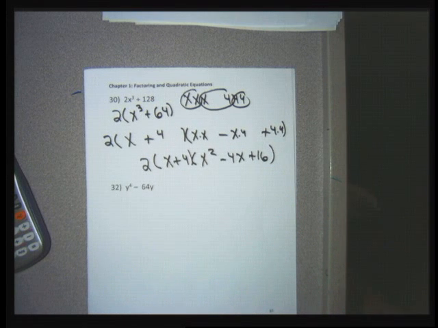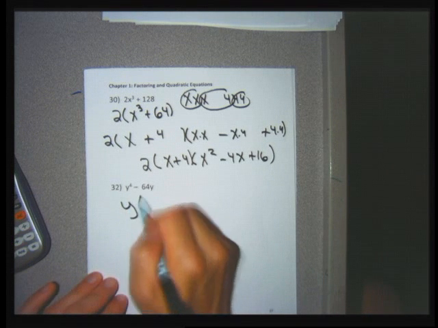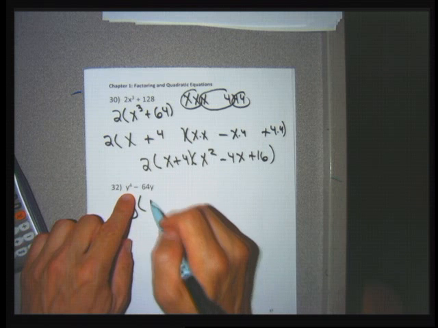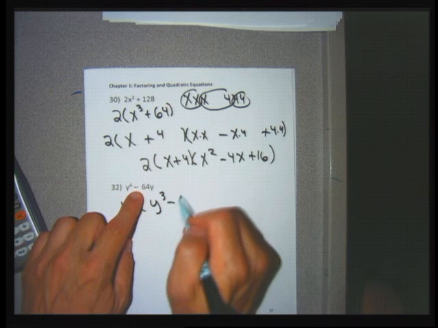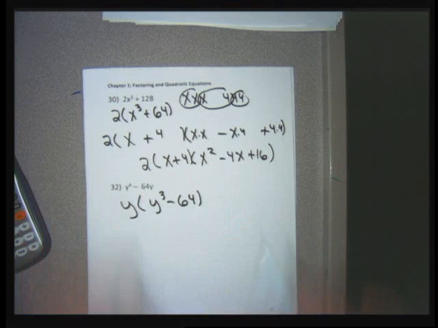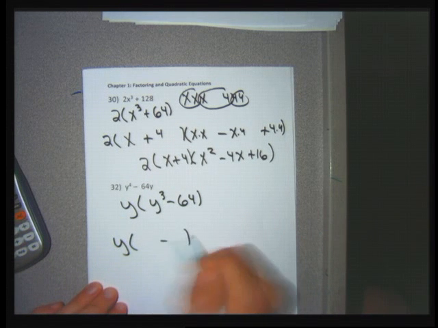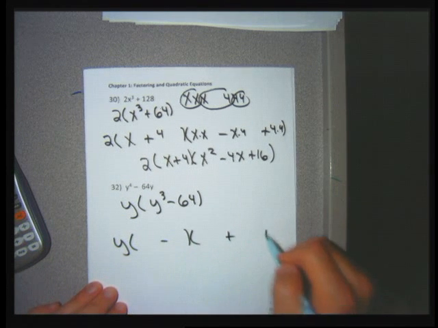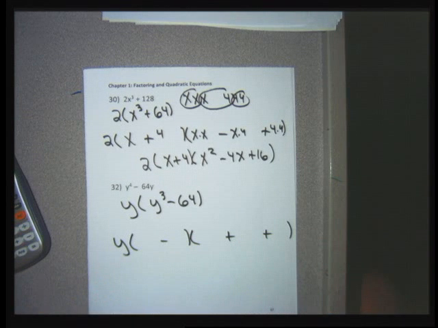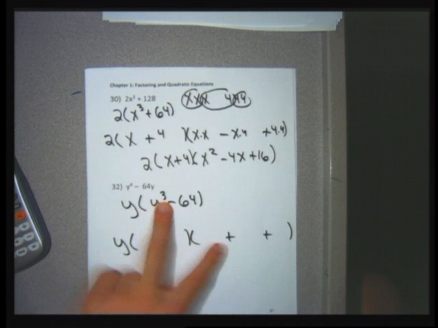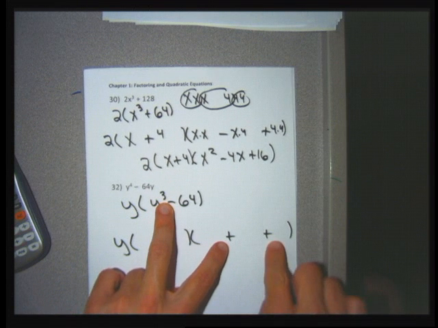32, there's also a common factor. It's a common factor of a y. I'm going to factor out a y. That's going to leave me 3 y's and then just a 64. The y's going to stick around. The y cubed minus 64 is going to be broken up into 2 parentheses. Same sign of minus is minus, then the opposite of minus, and then a plus.